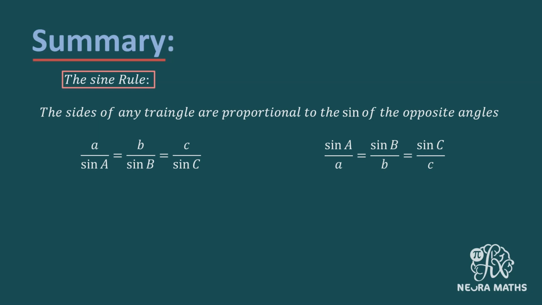This rule helps us to find a missing angle given two sides and a non-included angle, or to find a missing side given two angles and any side, as we will see next.